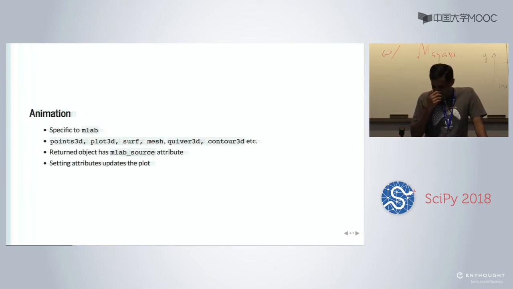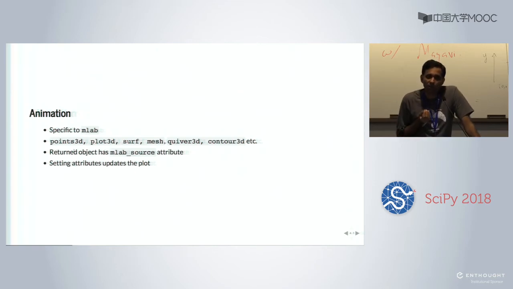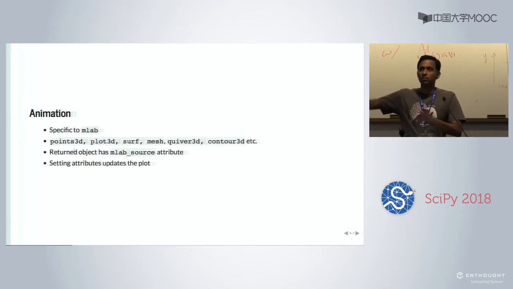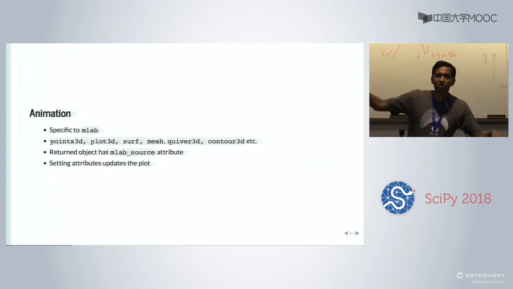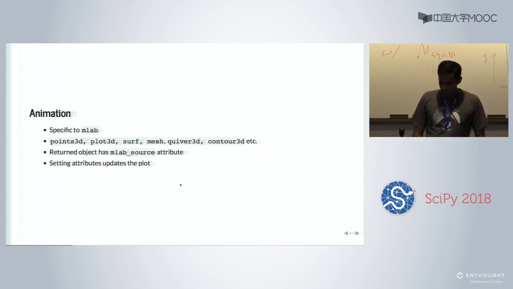So all that I'm discussing now is specific to MLab, which means many of the MLab functions do some magic to make it a little easier for you to do these animations. So things like points3d, plot3d, surf, all of these expose a little bit of additional functionality, make it very easy to do some animations. If you remember, when you do plot3d, it returned something. That object has an attribute called mlab_source, right? That attribute allows you to configure what you can do with this animation. You can say, okay, change the scalars to this, change the position here, do all of this stuff, okay? So setting those attributes will automatically update the plot.